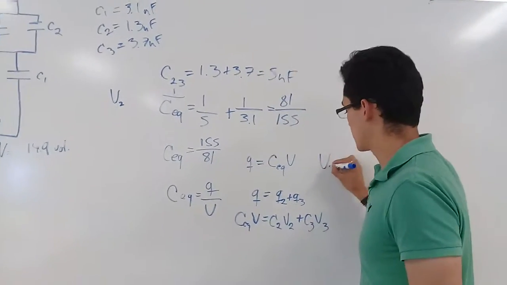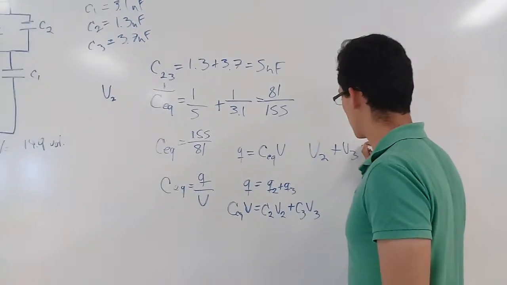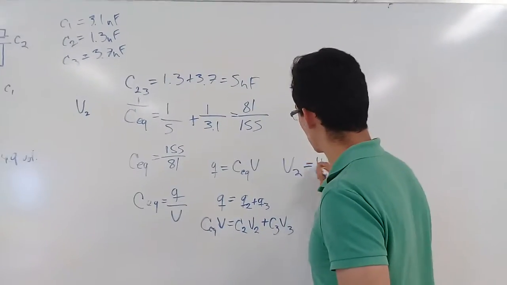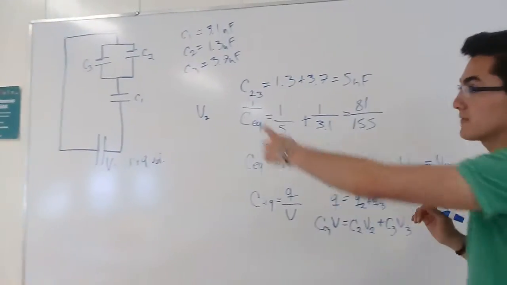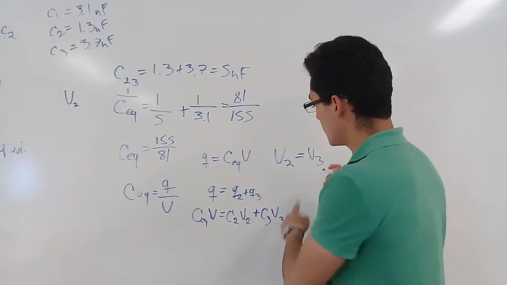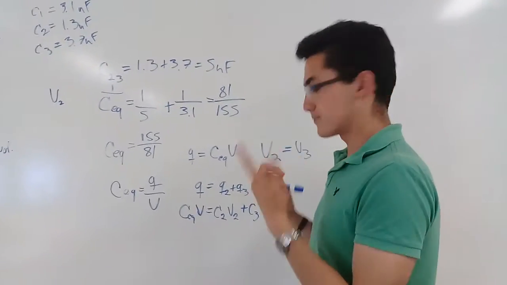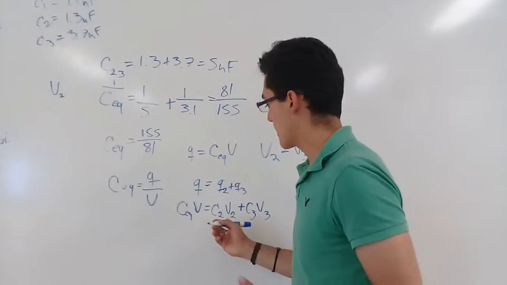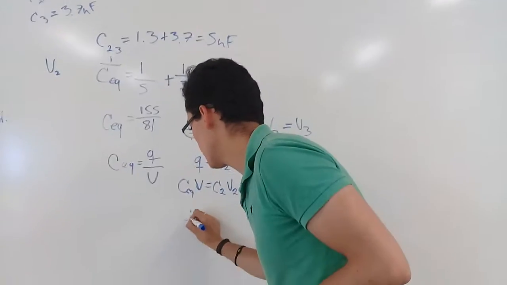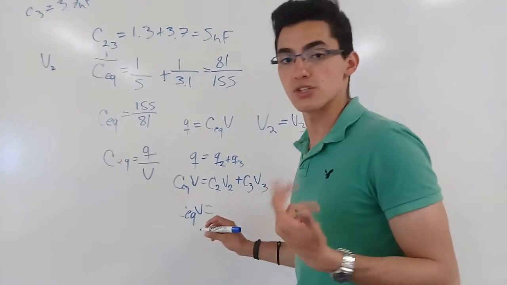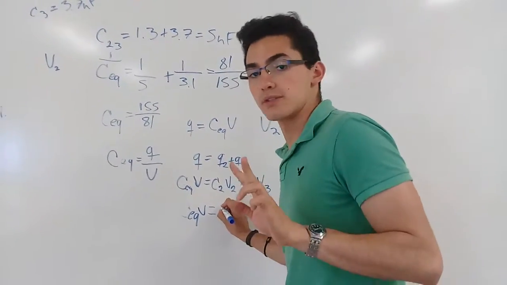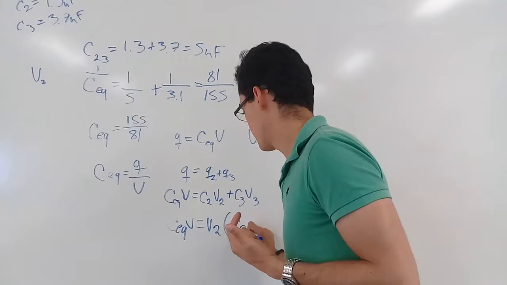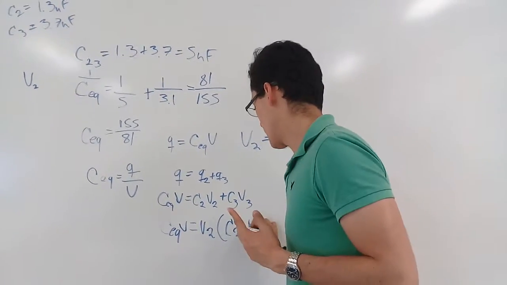But we know that the voltage in 2 and the voltage in 3 are exactly the same because of the type of circuit we have. So once we know this, we can rewrite this expression by saying that the capacitor in equilibrium times our voltage is equal to our voltage 2 times our capacitor 2 plus our capacitor 3.